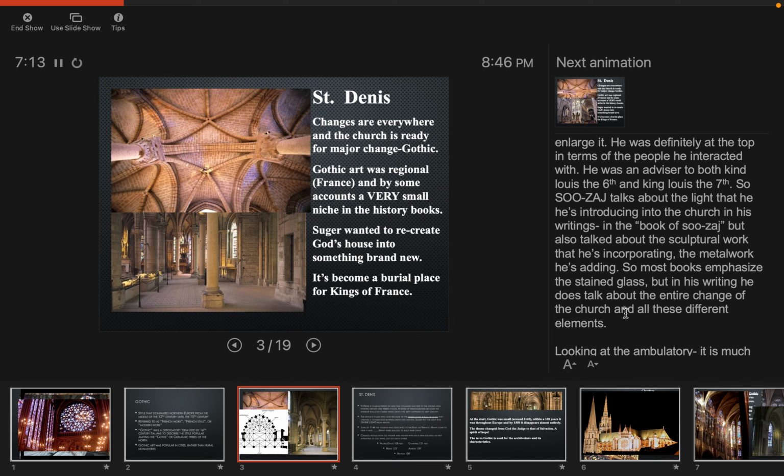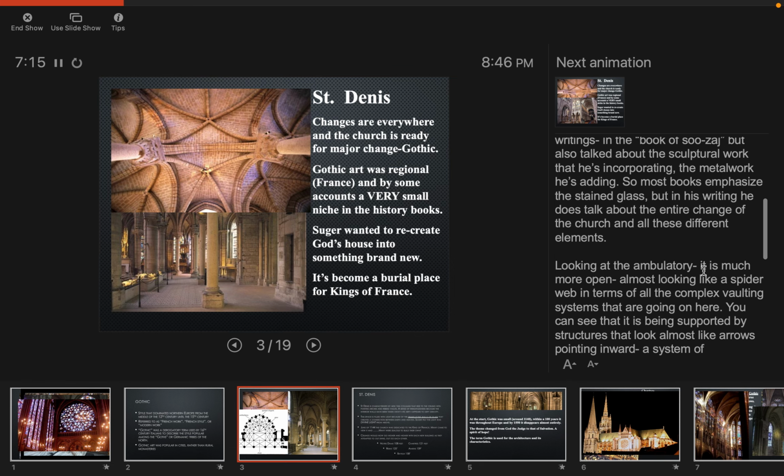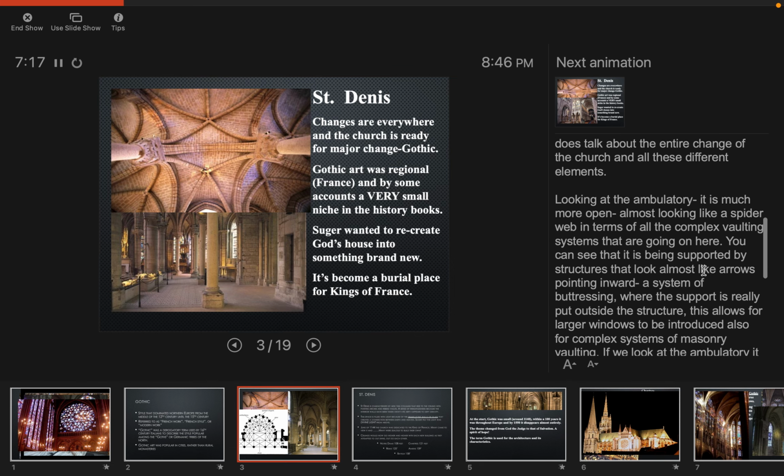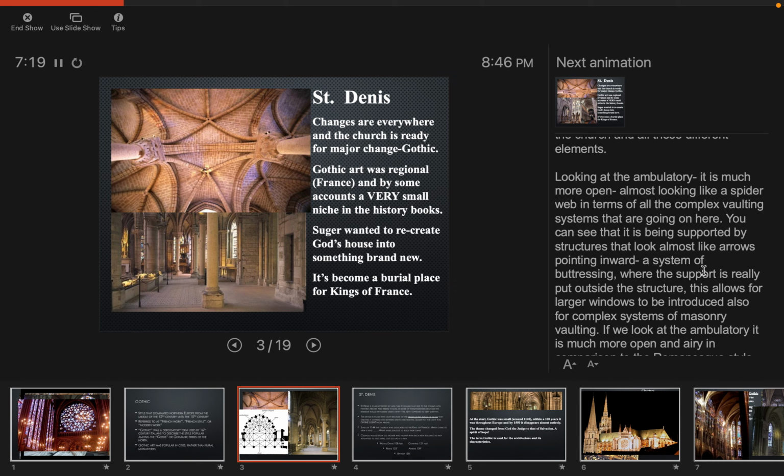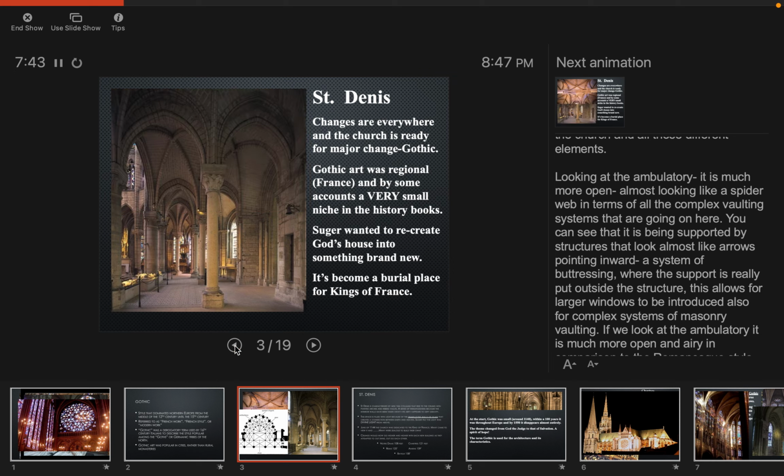Let's look at other slides. So looking at the ambulatory, it's much more open, almost looking like a spider web in terms of the complex vaulting systems that are going on here. You can see that the structure is being supported by structures that almost look like arrows pointing inward. So this is also known as a system of buttressing.